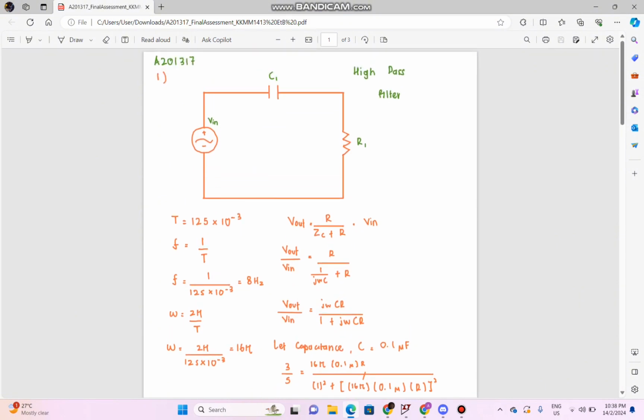Then, this is a high pass filter because, as we know, a capacitor blocks low frequencies and allows high frequencies to pass. A resistor doesn't block low or high frequencies. Hence this circuit is a high pass filter, because the capacitor blocks low frequencies.